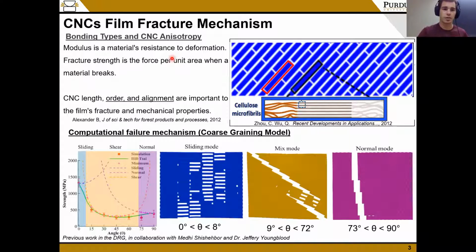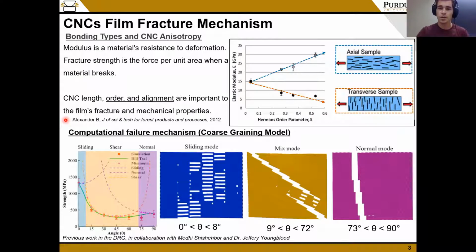There are two other terms that I want to get you guys caught up on. One is order and the second is alignment. Order is basically a measure of how many cellulose nanocrystals are facing the same direction in the film, whereas alignment is the angle mismatch between the direction that the cellulose nanocrystal is facing and the direction we're pulling on it. So, as we can imagine, if we're pulling on the axis of the cellulose nanocrystals, the film is going to be stronger. If we're pulling against the axis, the film is going to be weaker.